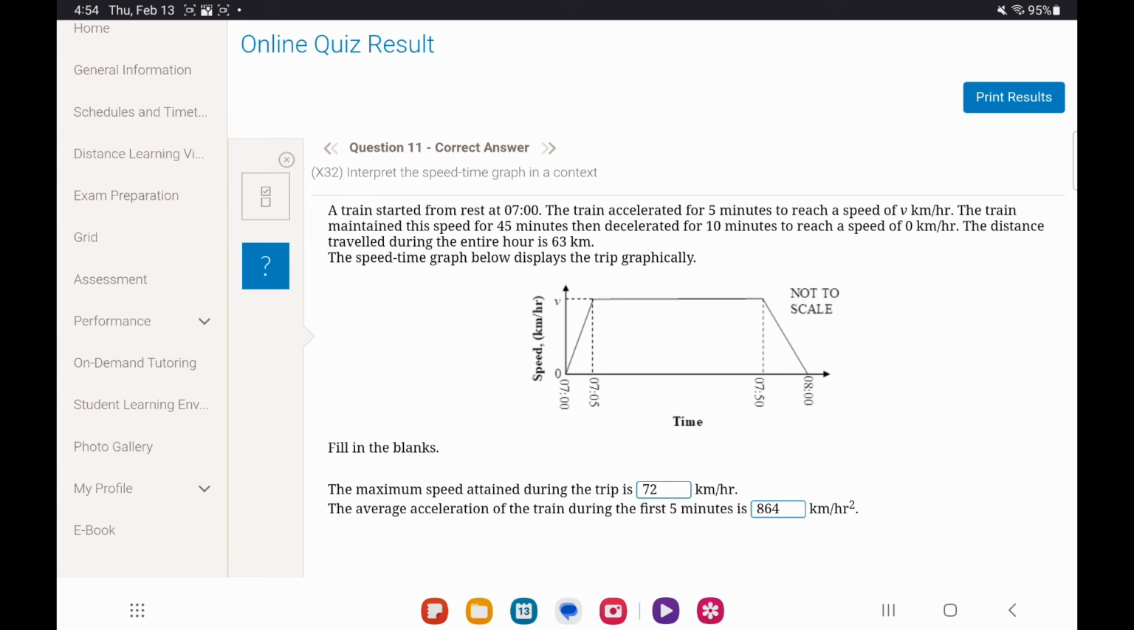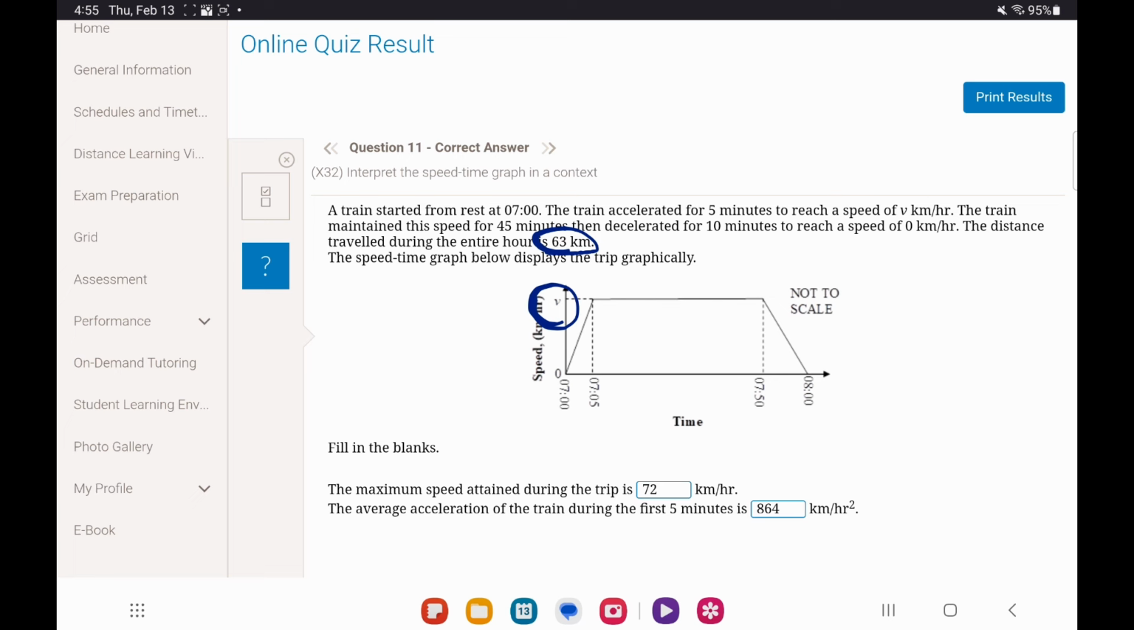Okay, this question also came in last week's quiz and the AMS, so it's pretty important. They might not give it to you again, but you still need to know how to solve it. So here they want the maximum speed. The maximum speed is v here. v is technically the height of this trapezoid, so we need to find the height. Here they're telling you that the area is 63 kilometers, so all of this area here is 63.